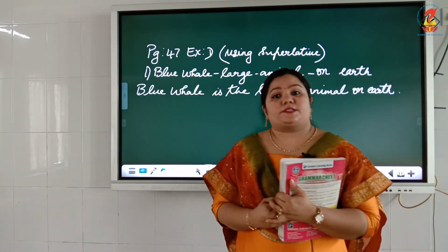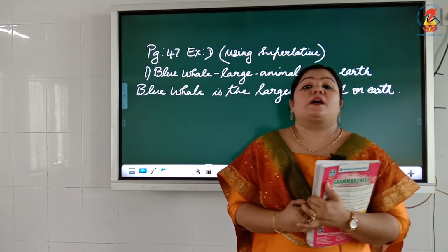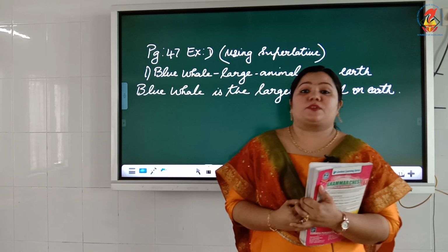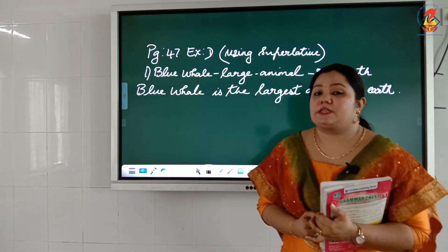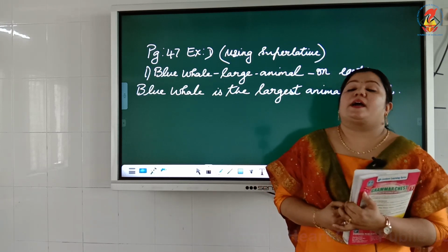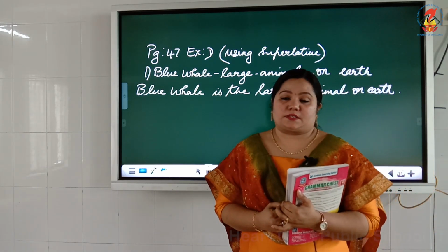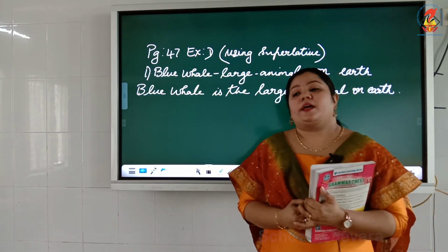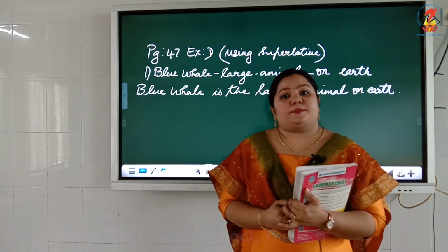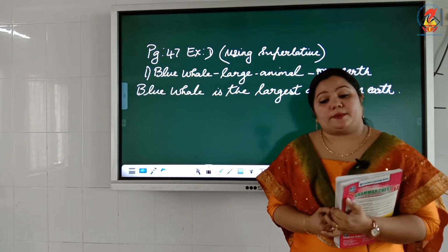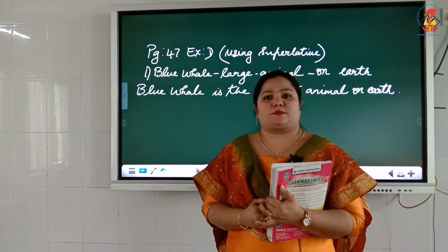There are 3 degrees of comparison. Adjectives are used to compare, and the 3 degrees of comparison are positive degree of comparison, comparative degree of comparison, and superlative degree of comparison. Positive degree of comparison is when we do not have to compare any animal, person or thing. That particular sentence is said to be in positive degree when no comparison is made.